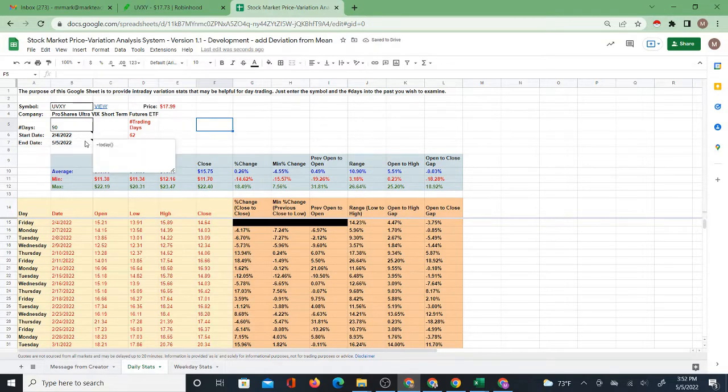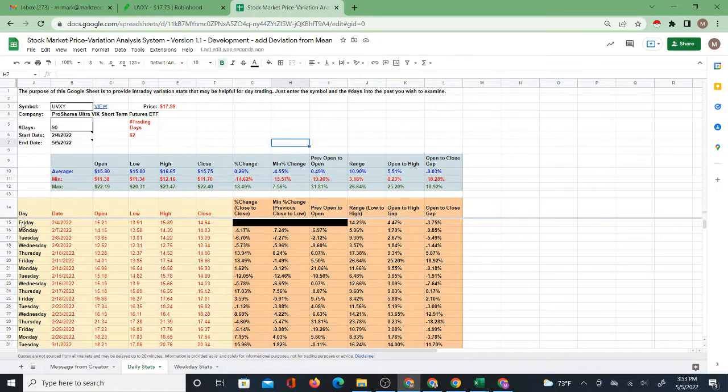The past 3 months is actually just 62 trading days, because remember you have weekends, you have holidays, and those different days off. But you can see it automatically goes from February 4th to May 5th. Today's May 5th, so 90 days back in the past up until today.